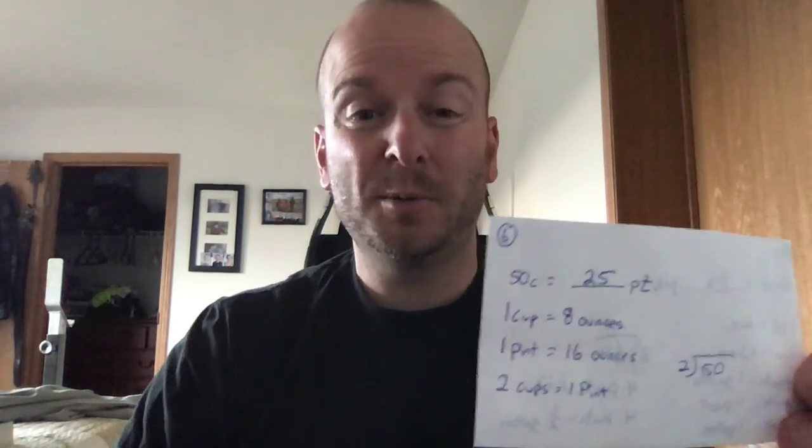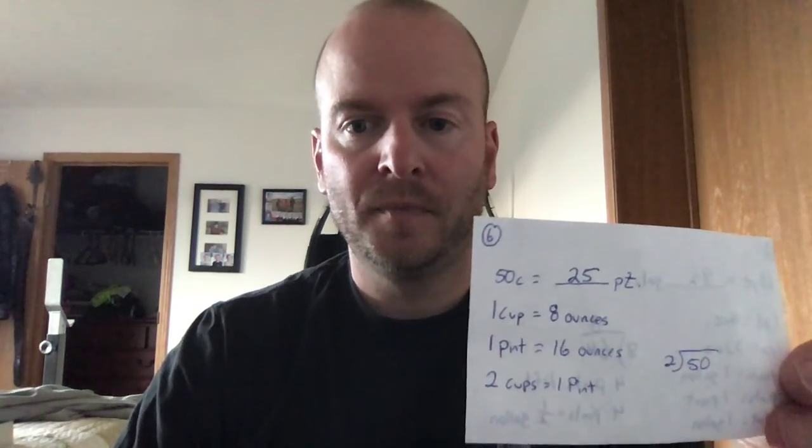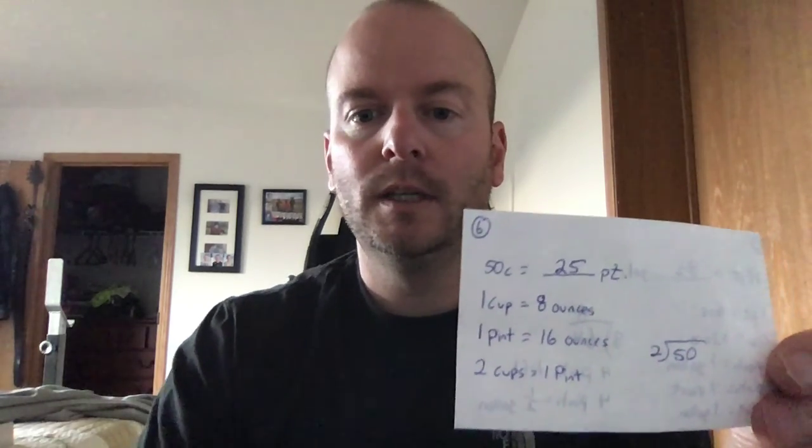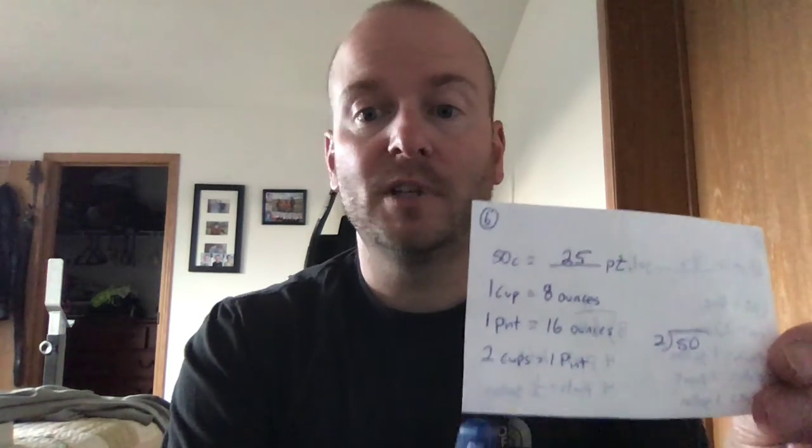So we start off with 50 cups, we need to turn them into pints. We see here 1 cup still equals 8 ounces. PT is for pints, and 1 pint equals 16 ounces. So you can kind of see it's a double. Here I have it written down that 2 cups equals 1 pint, or 1 pint equals 2 cups, however you want to say that.